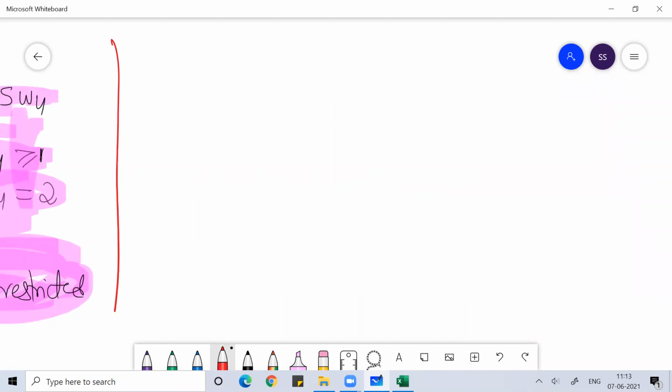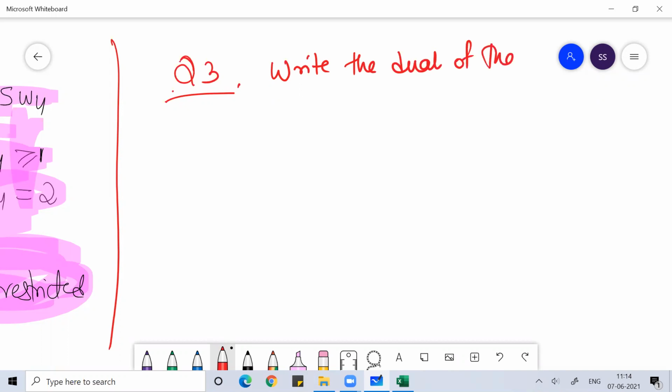Okay, everyone. Now, last problem. With that, we'll end the duality. Problem 3. Last problem. Write the dual of the following LPP.